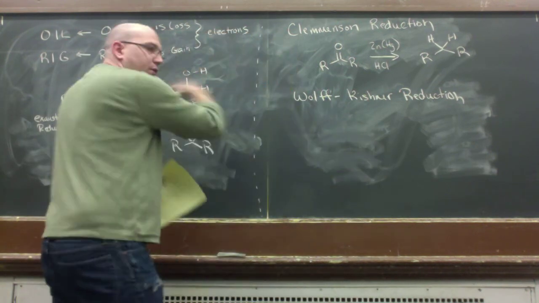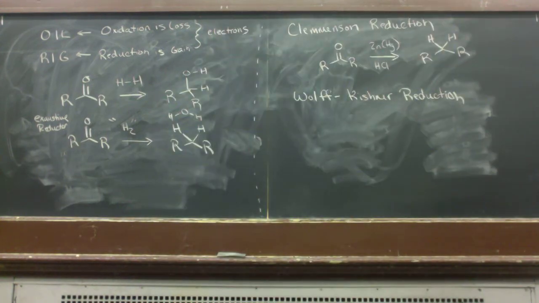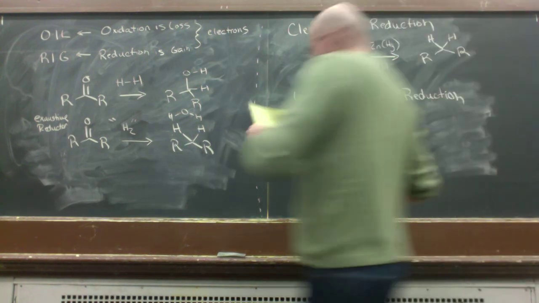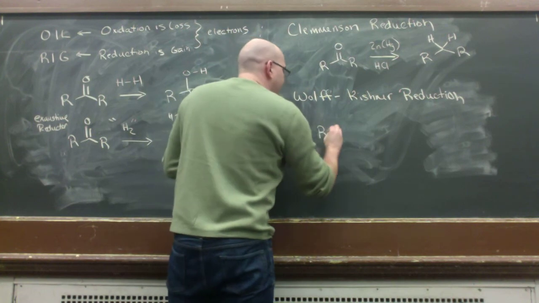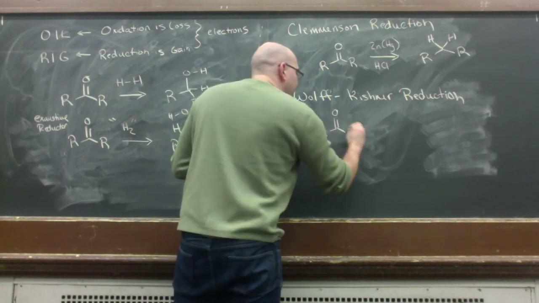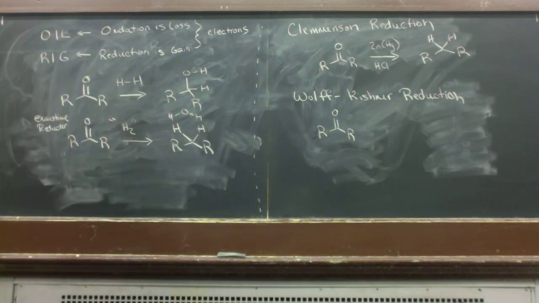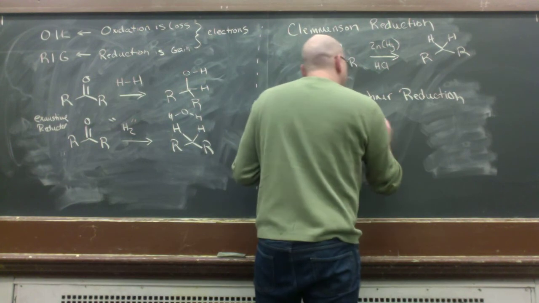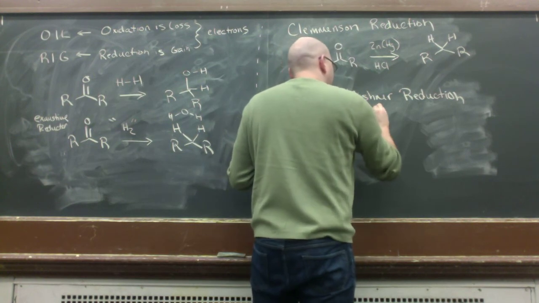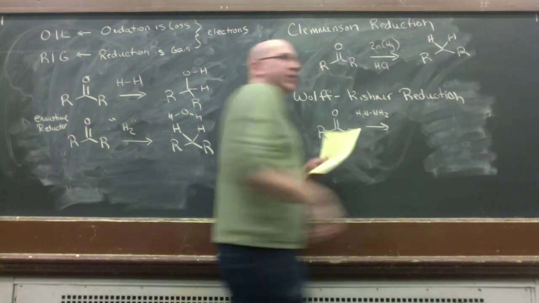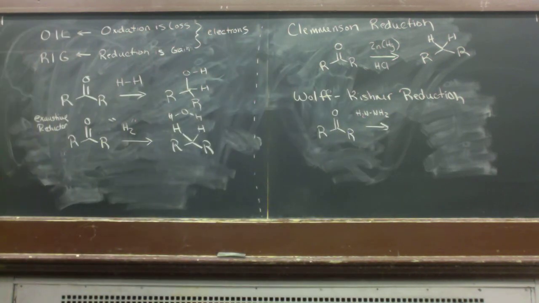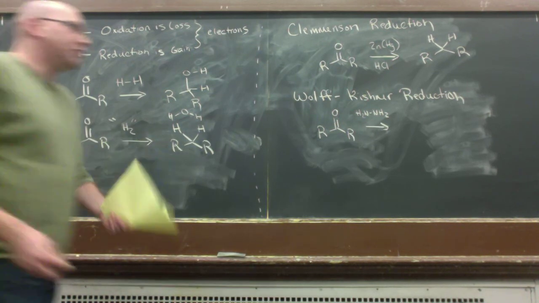So I'll show it over here, and then we'll discuss the mechanism over here. And a Wolff-Kishner is a two-step process. Okay? And the first step is that you take a carbonyl and you condense it with hydrazine. Okay, hydrazine is basically like the nitrogen equivalent of hydrogen peroxide. So it's a nitrogen-nitrogen bond with hydrogens around it. Okay?